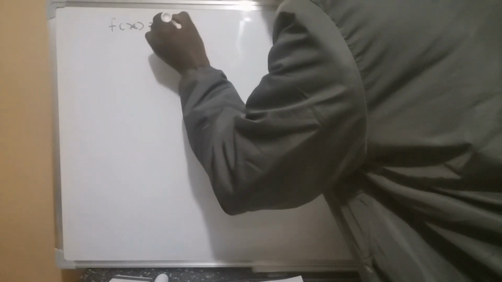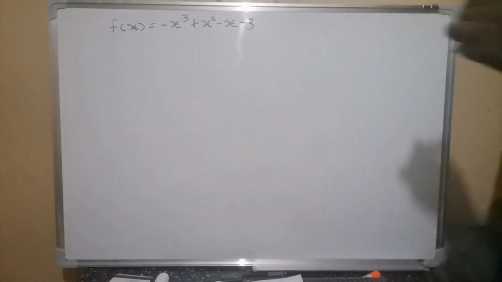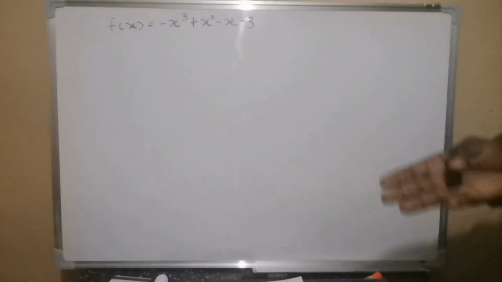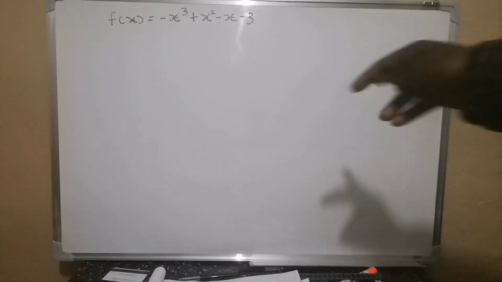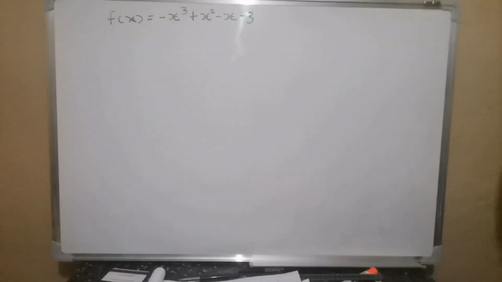So now we have f of x equal to negative x cubed plus x squared minus x minus 3. To show the graph of this function, you can pause the video and go through the example. Negative x cubed plus x squared minus x minus 3. Draw the graph of this function.